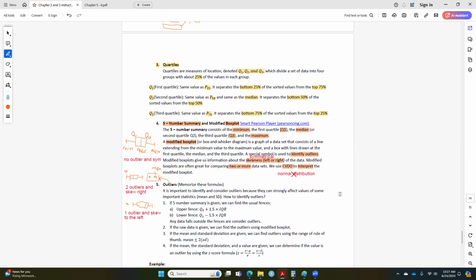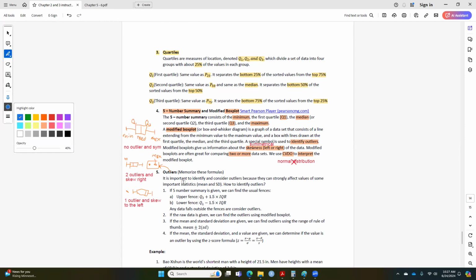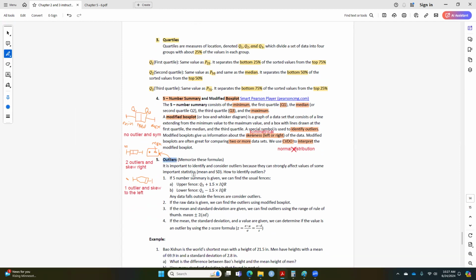All right, then we have the last one here, outliers. This is important because, as you can see, there are a few formulas I ask you to memorize. So I will bring it up again for you here. What are outliers? Outliers are values that are far away from the rest of the data. It is very important for us to identify what is considered an outlier.